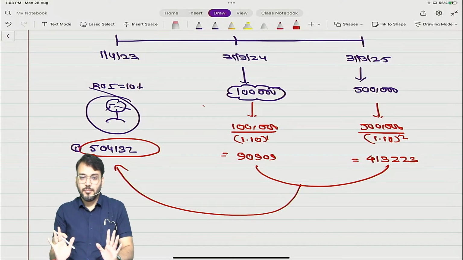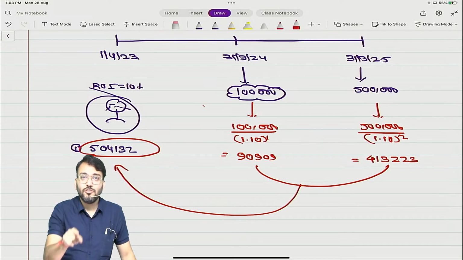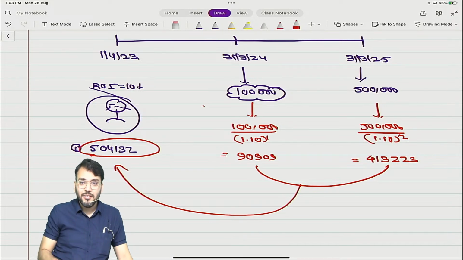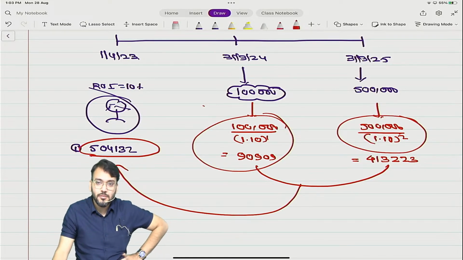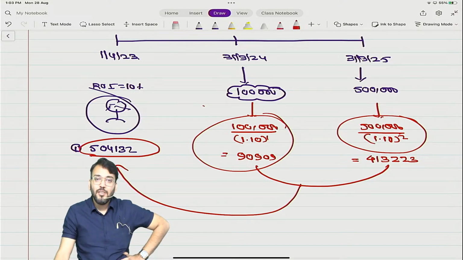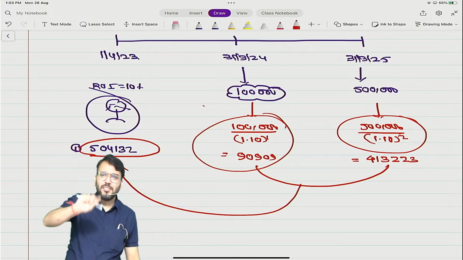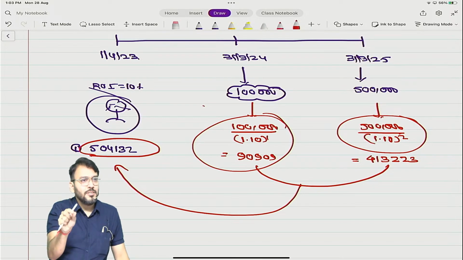First, have you understood the calculation part? The calculation is easy because you have a calculator, so we are not concentrating on calculation. Have you understood this formula? So any future value we can convert into present value. Correct? Have you understood present value terms, future value terms?